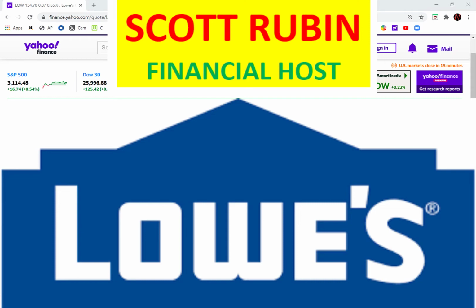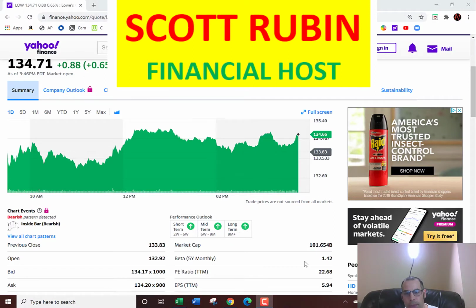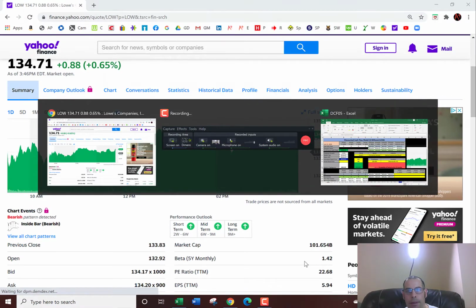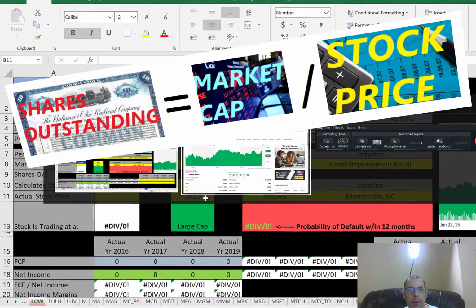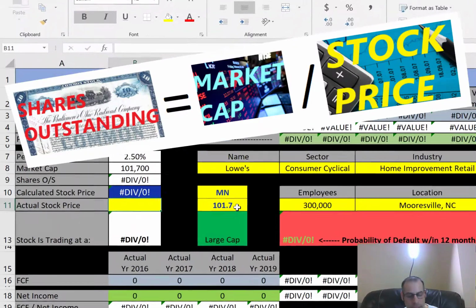I'm going to take you through the steps of running a discounted cash flow model to figure out the intrinsic value of Lowe's stock. Lowe's is a giant retail store that people go to mainly for home improvement purposes. They have a $101.7 billion market cap, so it's a very big company. And next we need the market price, which is $134.71.